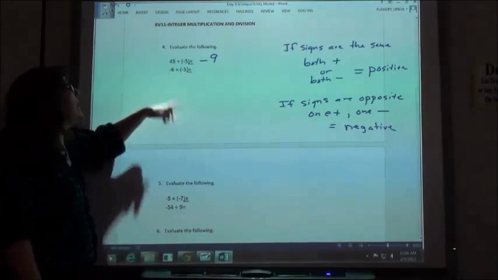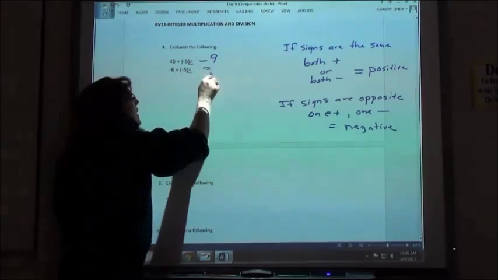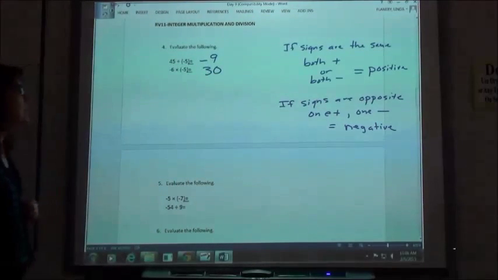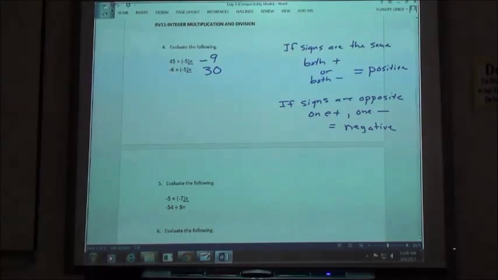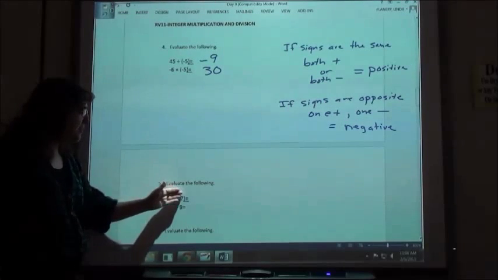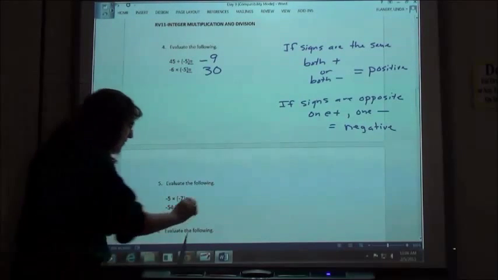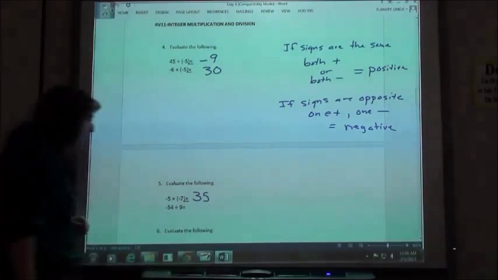Negative times a negative. A negative times a negative is a positive. 6 times 5 is 30. Since it's positive, I don't need the sign in front. Number 5 on the top of the next page says negative 5 times negative 7. A negative times a negative gives me a positive. 5 times 7 is 35.